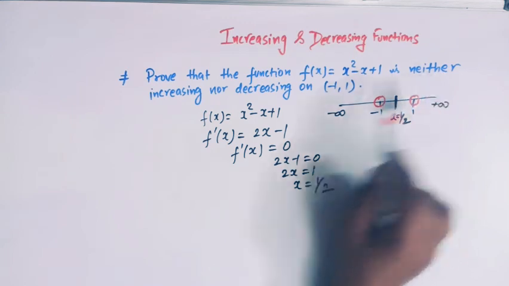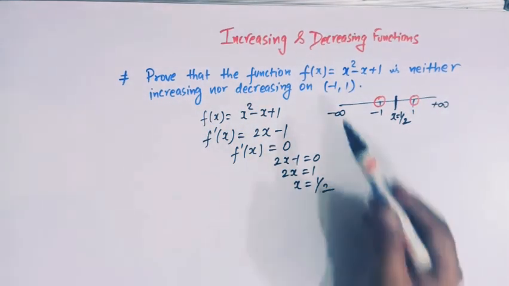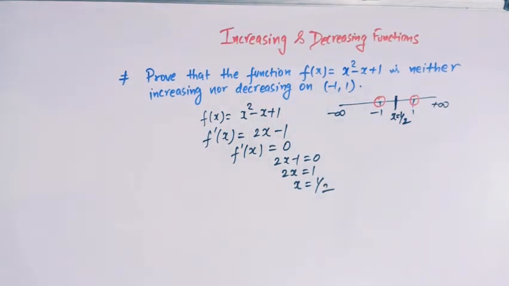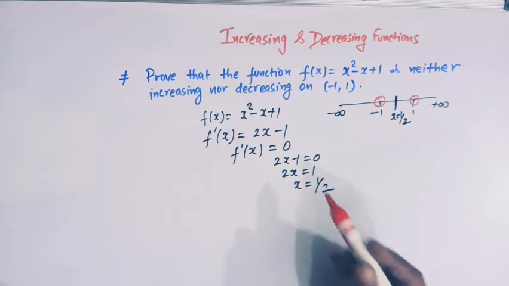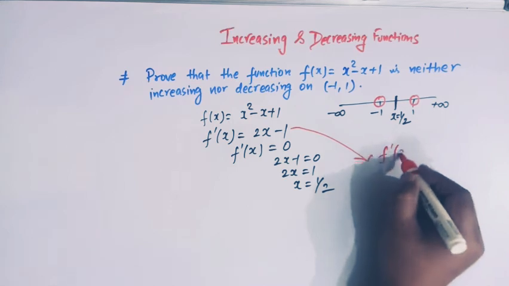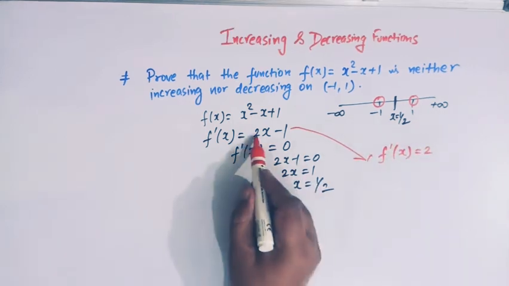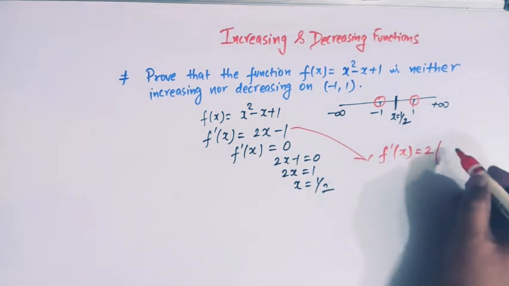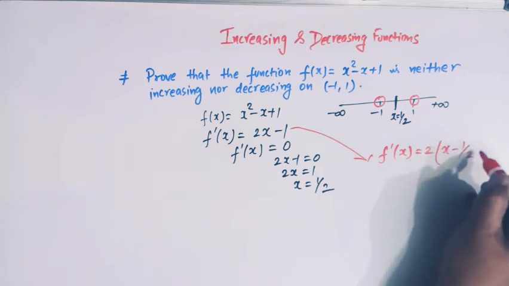So the value of x is half, and now we have to show that this function is neither increasing nor decreasing on minus 1 to 1. Now here this derivative can be written, taking 2 common, as 2 times x minus half, right?